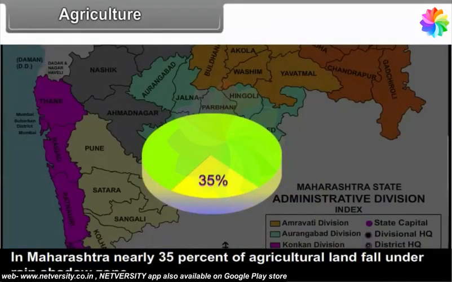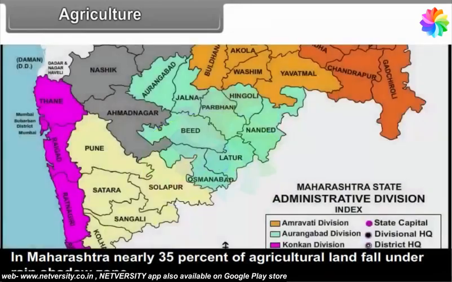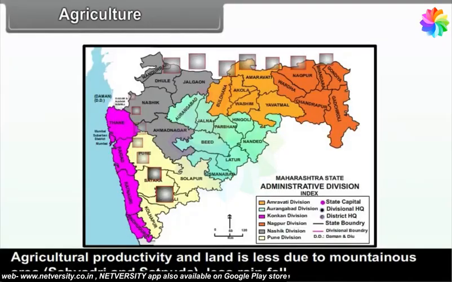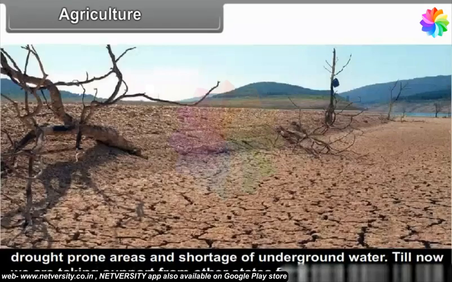In Maharashtra, nearly 35% of agricultural land falls under the rain shadow zone. Agricultural productivity of land is less due to mountainous area, Sahyadri and Satpura, less rainfall, drought-prone areas and shortage of underground water. Till now, we are taking support from other states for food grains.